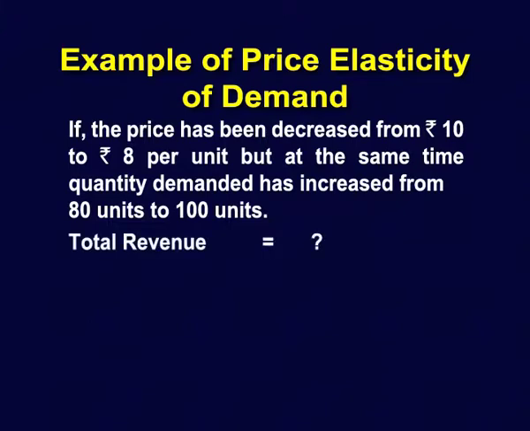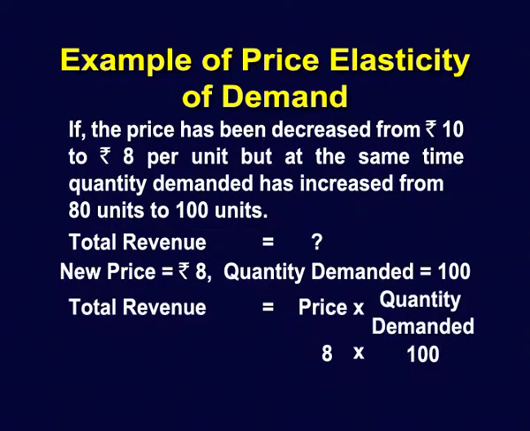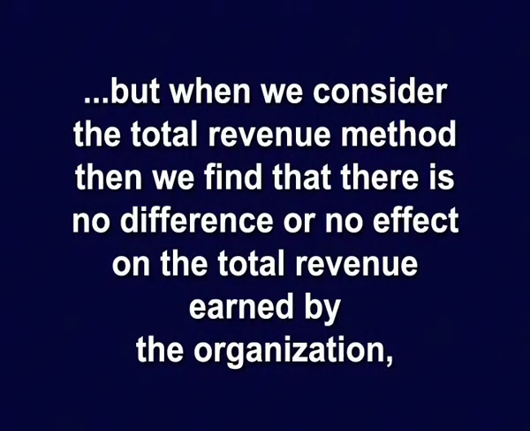Now, let us see what is the position with regard to total revenue. The new price is rupees 8 per unit, but the quantity demanded has increased from 80 to 100. So, new quantity demanded is 100 units. Therefore, total revenue will be again 8 into 100, rupees 800. In this manner, we see that even though with the changes in price, demand has shown significant change, when we consider the total revenue method, we find that there is no difference or no effect on the total revenue earned by the organization.